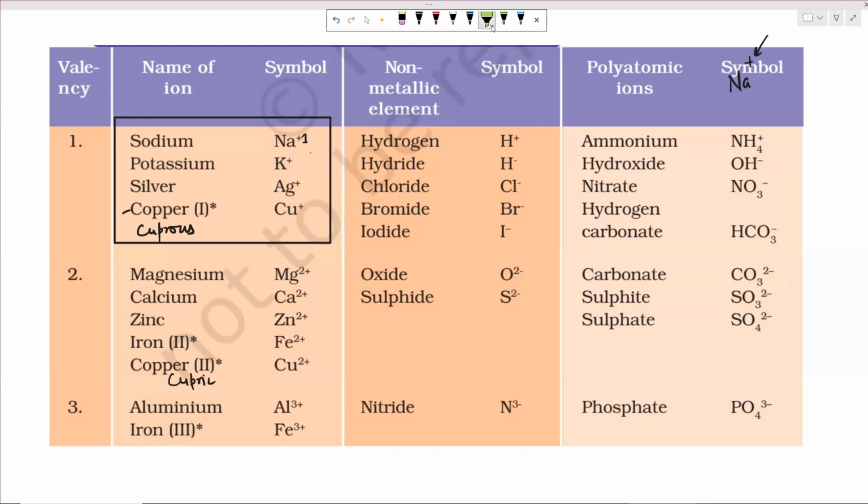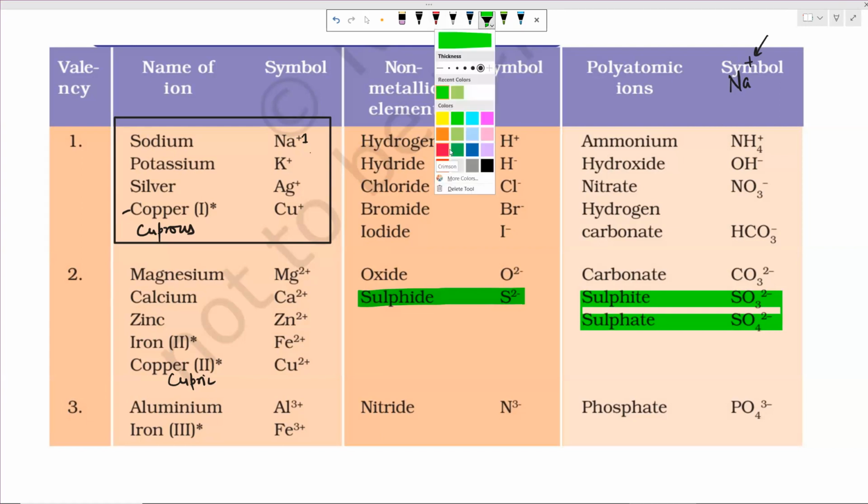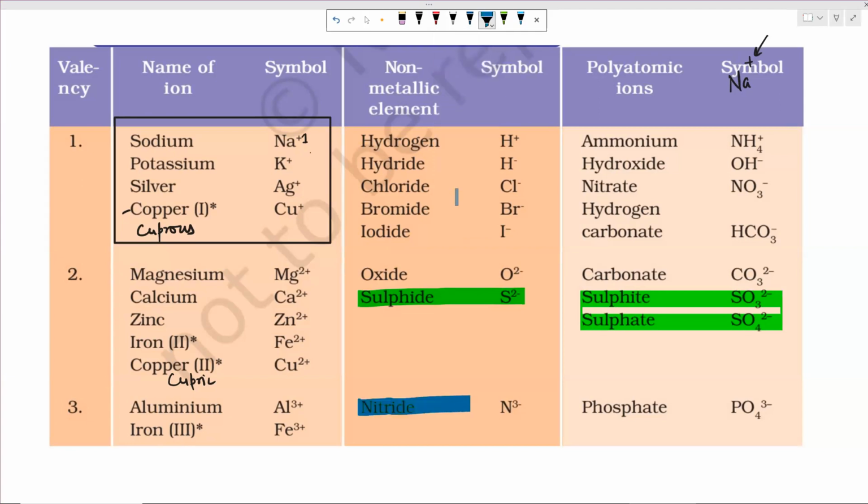2 or minus 2? 2 and minus 2 is the same. Don't get confused with the minus. They all have the same valency, that is minus 2. But you need to mention the spelling. This is sulfide, this is sulfite, and this is sulfate, ATE. And this is nitride and nitrate. Don't get confused with this one. Nitride, IDE, and nitrate.